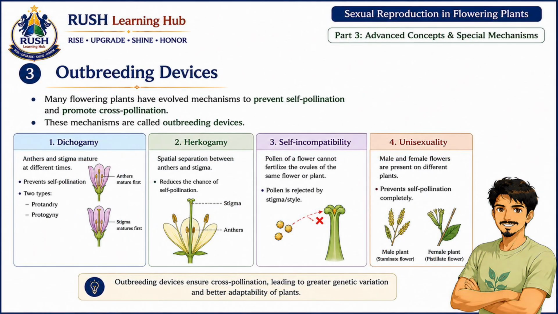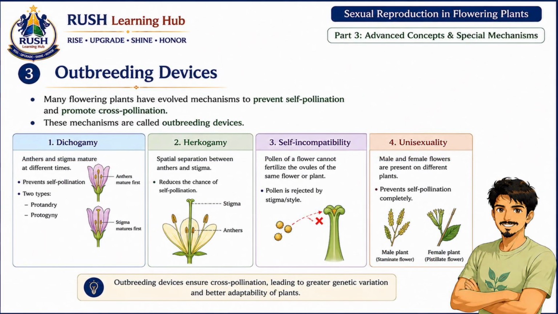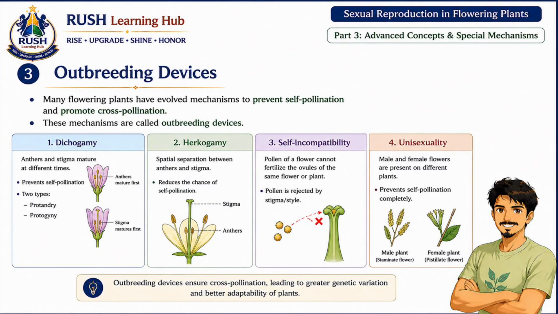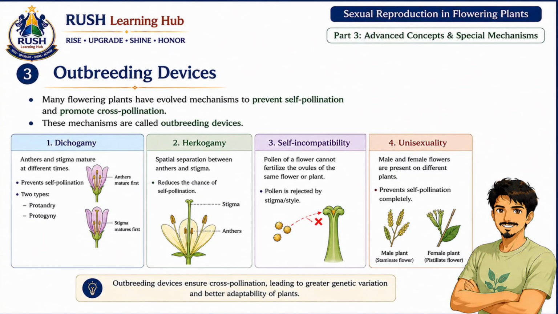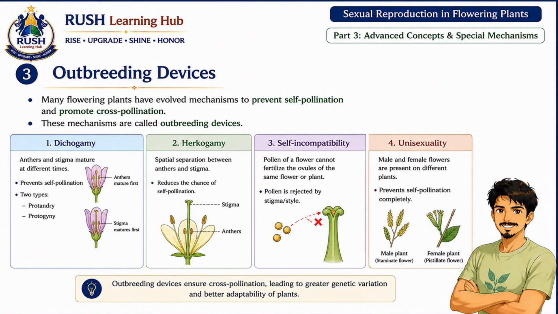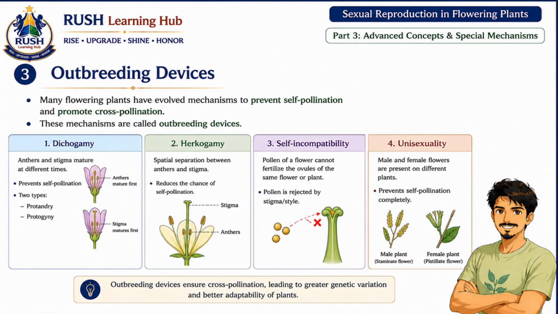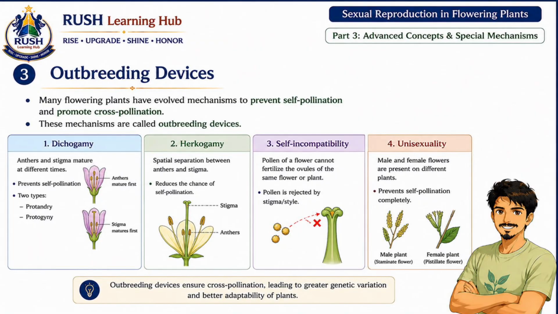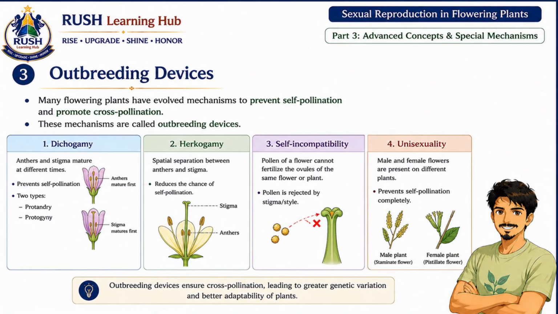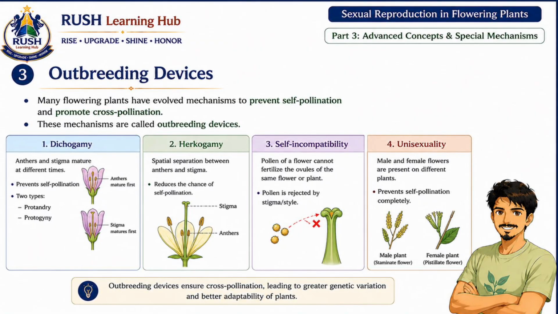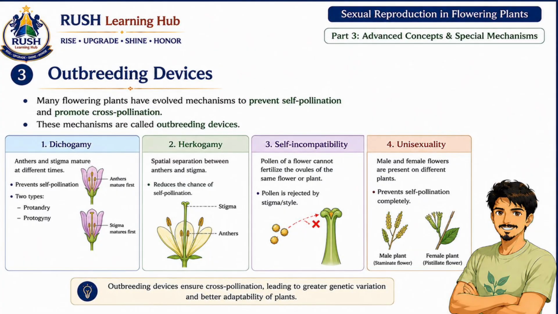3. Self-incompatibility. Self-incompatibility is a genetically controlled mechanism. In this case, even if pollen from the same flower reaches the stigma, it is recognized and rejected. The pollen either fails to germinate or its growth is inhibited. As a result, fertilization does not occur.